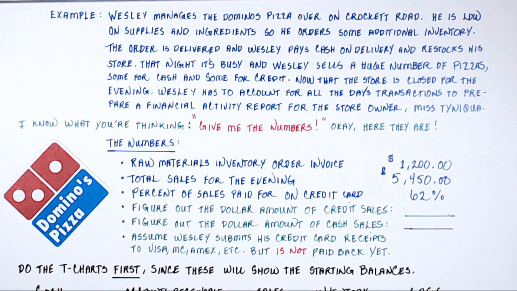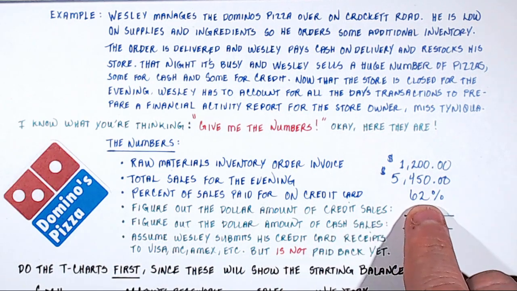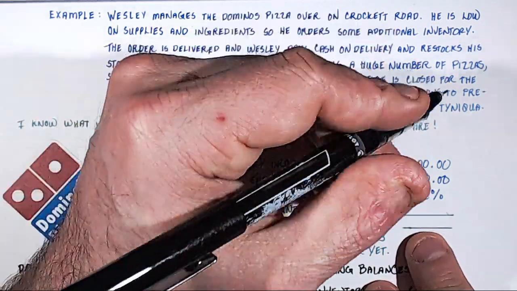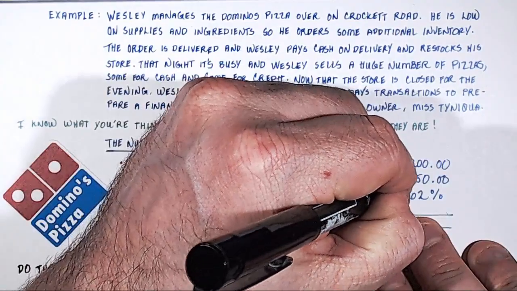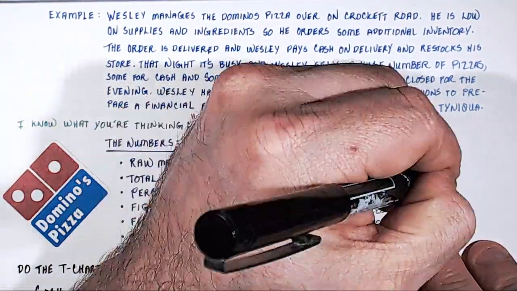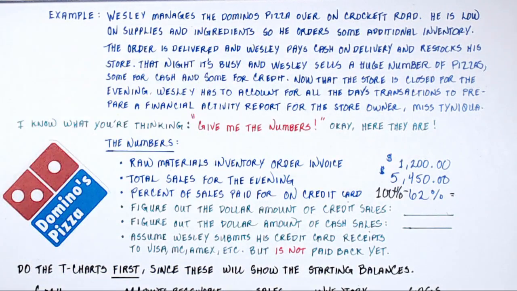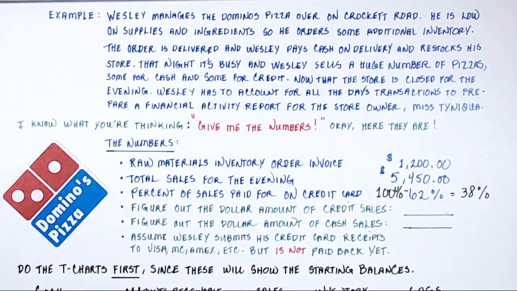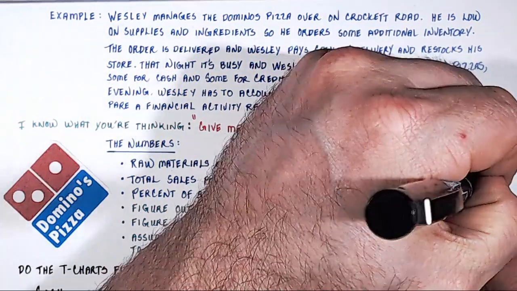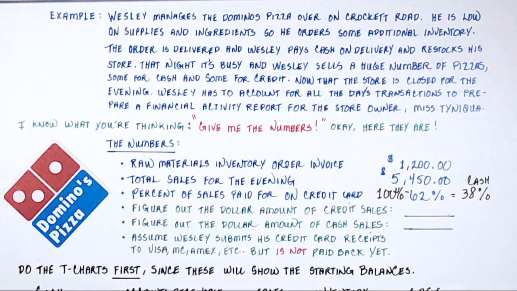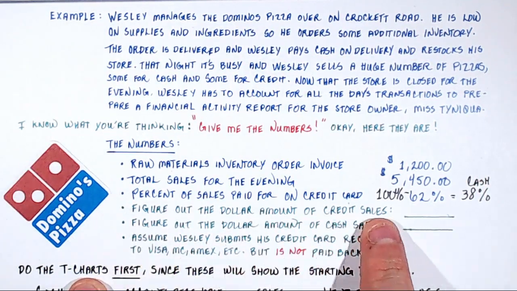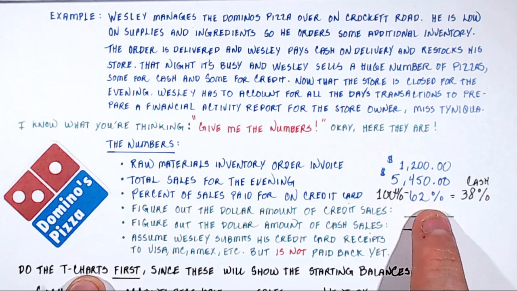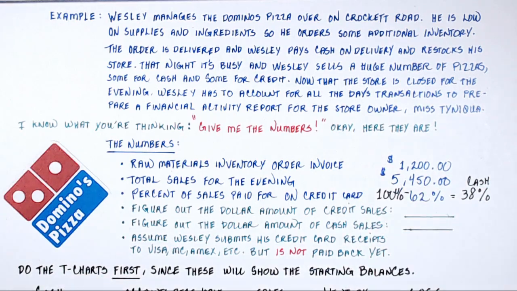So you have to think about it like this. If 62% of the sales were paid for on credit, what percent were paid for on cash? So you could do that by saying 100% minus 62% equals, well, what is 100 minus 62? Okay, would be 38%. So 38% of all sales were done in cash. So we'll need that in a second. Figure out the dollar amount of credit sales. So we need to multiply 62% by the total amount of sales.